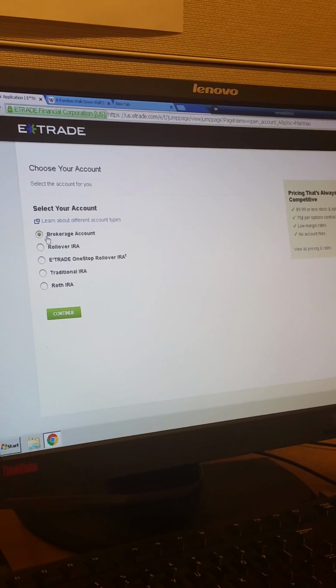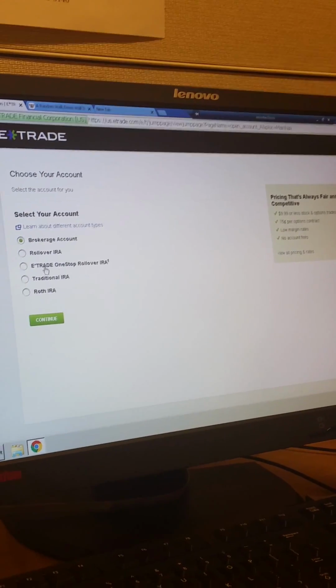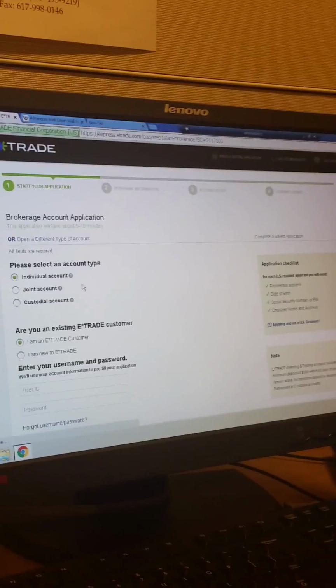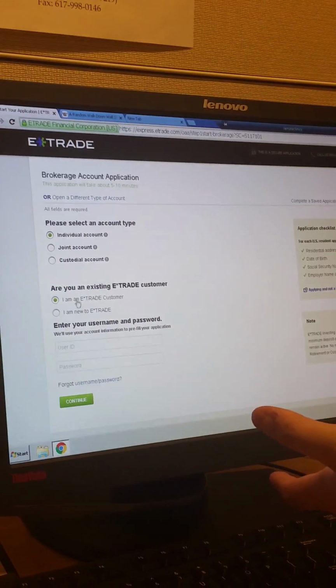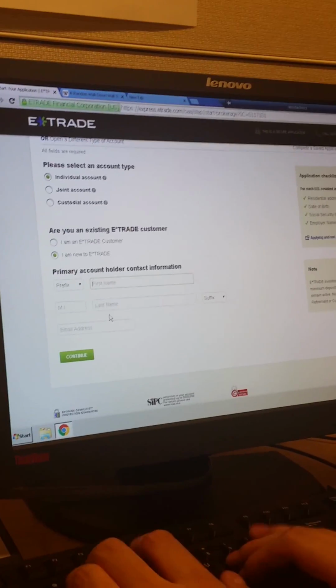Probably, for most purposes, a regular account is going to be fine, unless you specifically want to take advantage of these tax benefits. So you get a regular account. And then you would do it individually if it's your individual capacity. You're new, so you would enter your name. Okay.